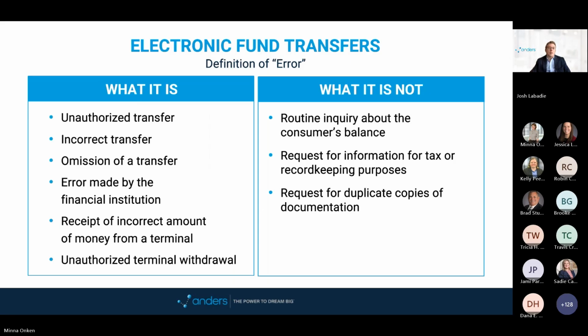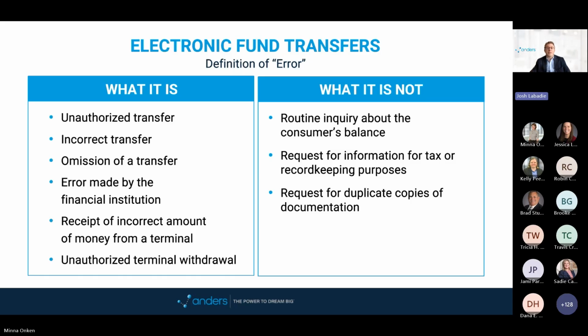Thank you. So yeah, practically speaking, the definition of an error is broad and covers pretty much all electronic transfers. So any transfer of funds initiated through an electronic terminal, phone, computer, or magnetic tape for the purpose of ordering, instructing, or authorizing a financial institution to debit or credit an account. So this is your point of sale debit card transactions, ATM transfers, direct deposits and withdrawals, phone transfers, P2P, and mobile payments.